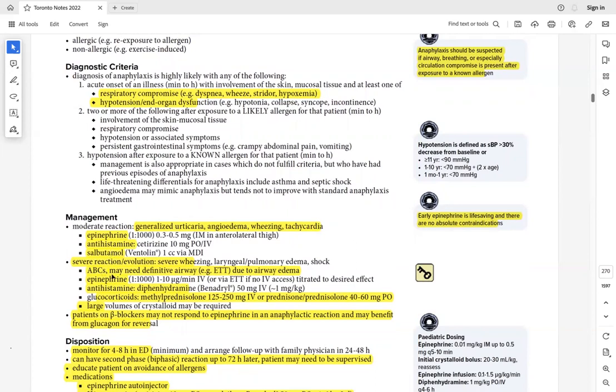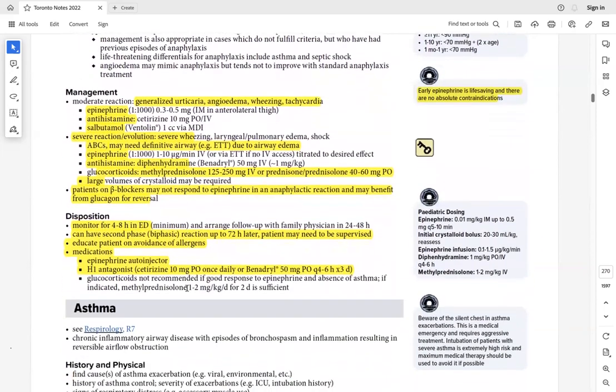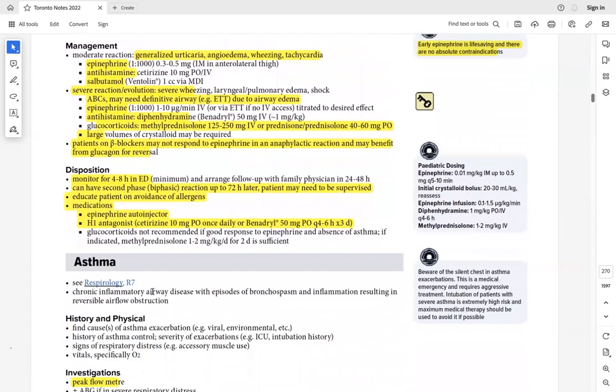Severe reaction: definitive airway management due to airway edema, epinephrine, then antihistamine, and glucocorticoids. If the patient is on a beta blocker, then he will not respond to epinephrine. Okay, we have to first give them glucagon and then epinephrine. And always, on discharging the patient, give them the EpiPen, counsel them, tell them how to use it, and ask them to follow up with their family physician.